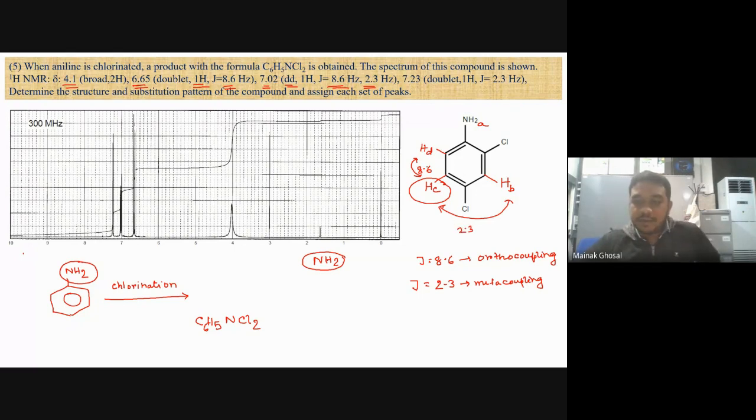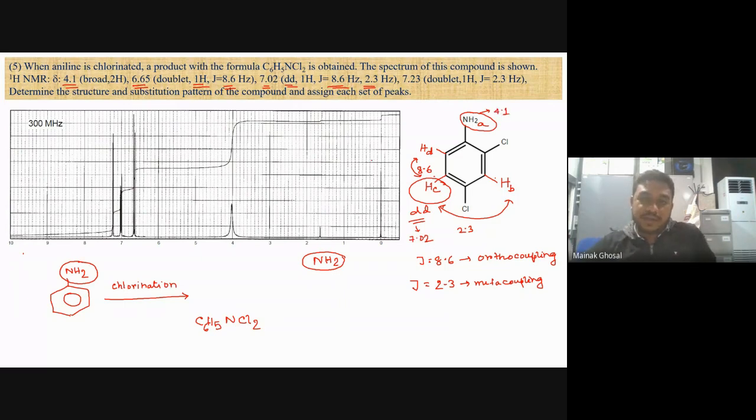So there is one ortho coupling, so this will be a doublet, and since it is also meta coupled with this, it will be a doublet of doublet. So HC is a doublet of doublet at 7.02, right? Now you have identified this one. And the broad NH2 signal will be at 4.1.